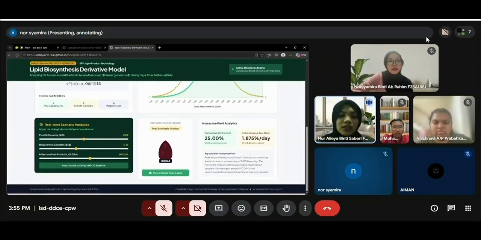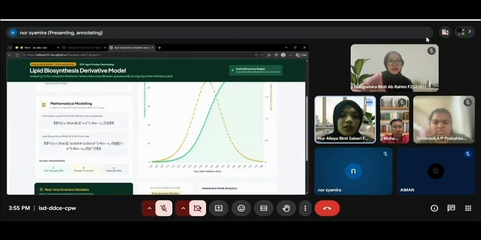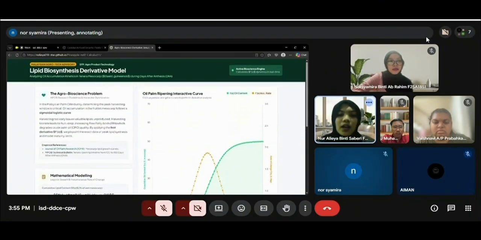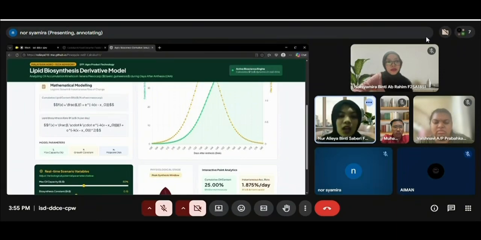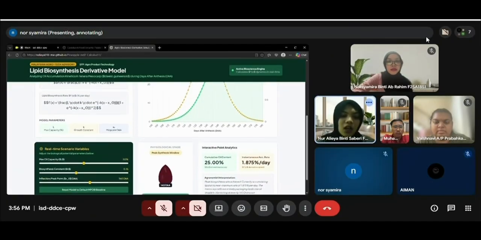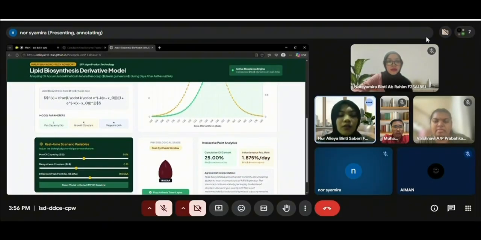In conclusion, this project demonstrates how respiration data can be analyzed efficiently using mathematical modeling and website technology. The website successfully converted the cumulative CO2 production data into respiration rate information, allowing a clearer understanding of post-harvest respiration behavior in palm oil bunches. Thank you.